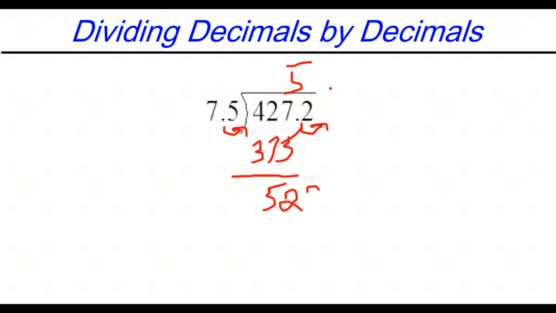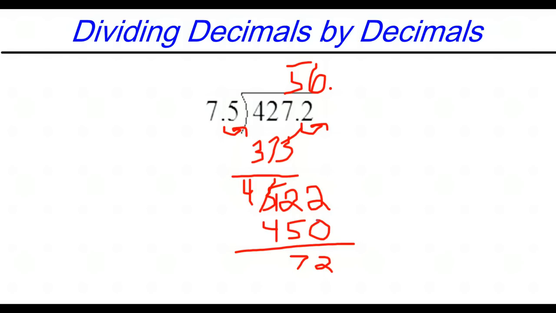Bring the 2 down. Now this is a little bit more difficult, so 75 times 6 would be 450. 75 times 7 in that case would turn into 525, which is not quite what we want, so we can only go to 450, which is 75 times 6. Subtract that out, and we end up with a 2, borrow 7.